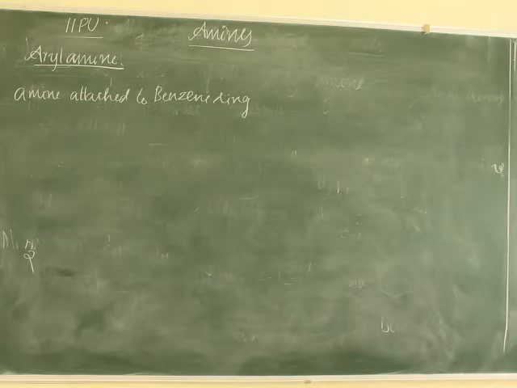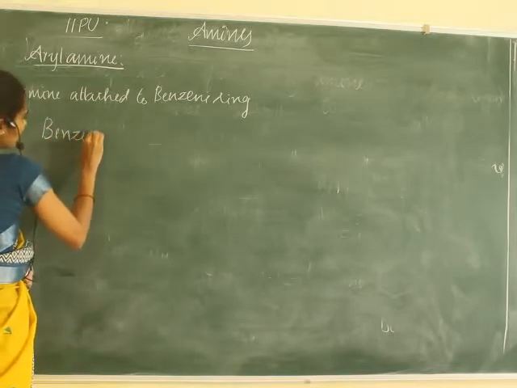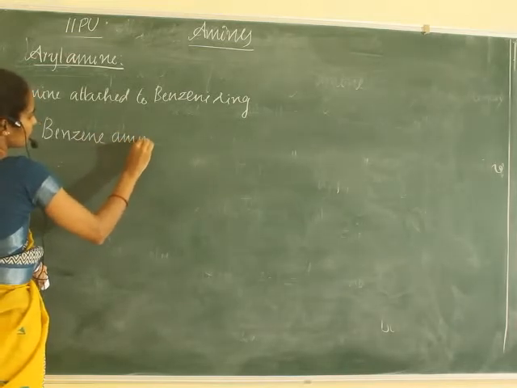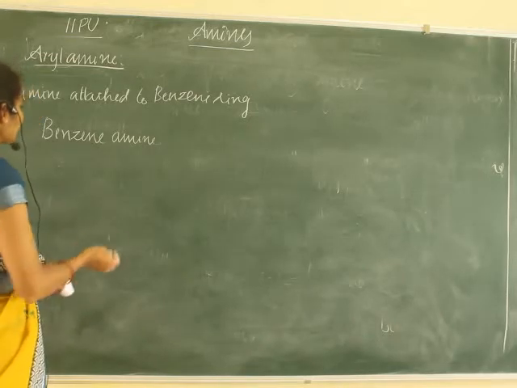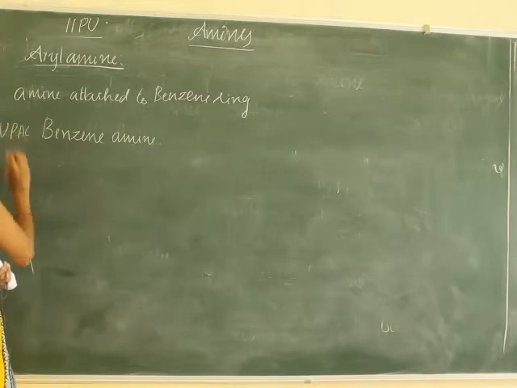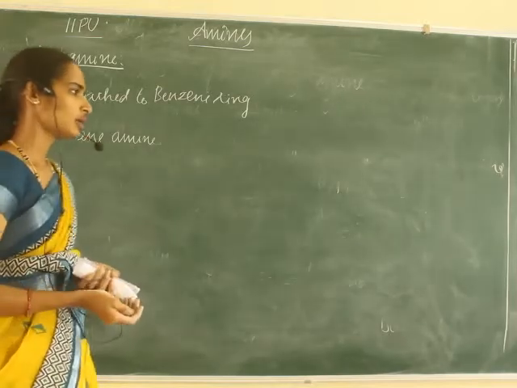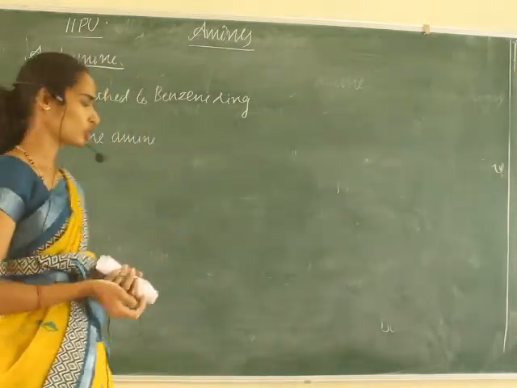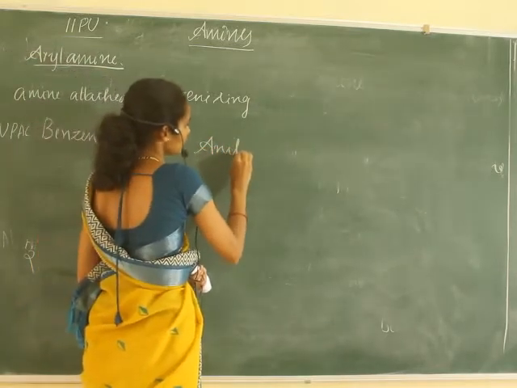Now, we can name these aryl amines in the simplest form as aryl amine, or as benzene amine, or in common name benzyl amine. But in the IUPAC system of nomenclature, we name this as a benzene amine. Or if there is any substituent, then we can name that as 2-bromobenzene amine, like that, 4-chloro, like that, or as aniline.